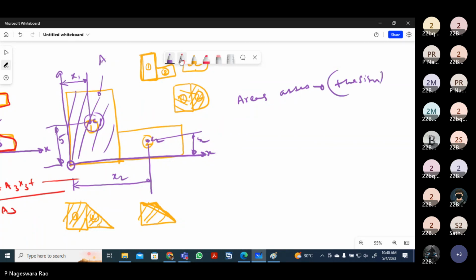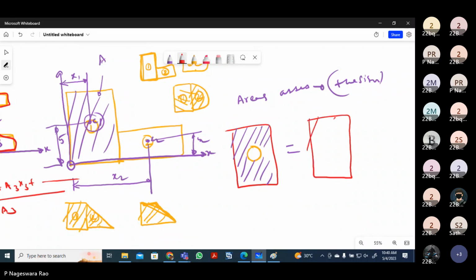For example, now there is a rectangular area. Now I am making a hole here. For this shaded area, I need to calculate the centroid. Then what do I need to do? I need to take the first area, which is the rectangle, the entire shape. From this shape, I need to remove the circular shape at the centroid. Just for convenience, I am drawing these dotted lines.